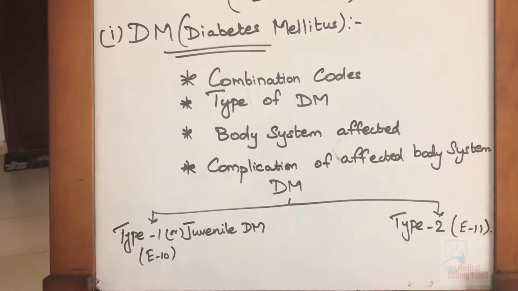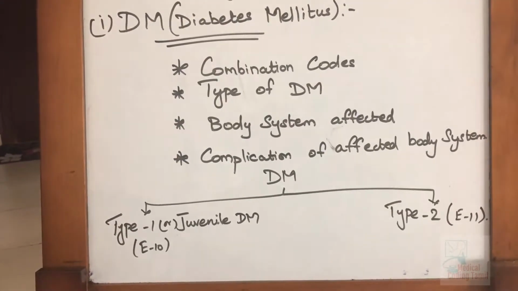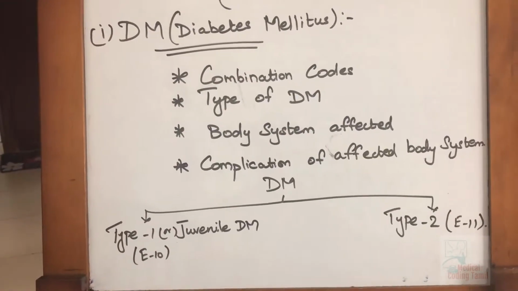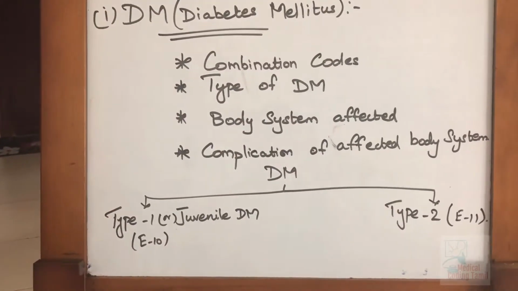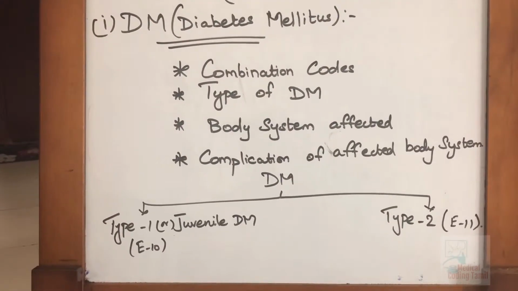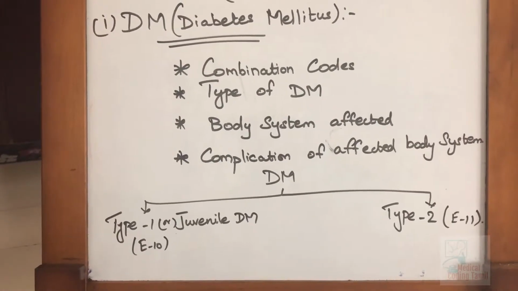We have to select the combination code for all the chapters, okay, not only for this chapter, for all the chapters. If the disease has a combination code, then we have to directly go for the combination code only. And in this chapter mostly the combination codes are there.